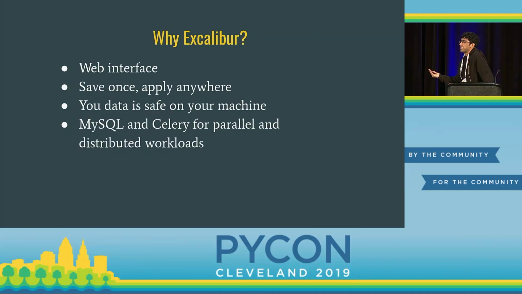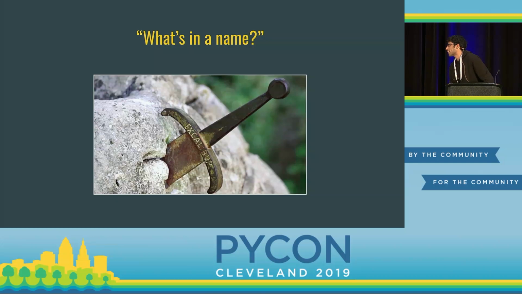So why Excalibur? Since it's a web interface, it's much easier to use than a Python library. You can save your parsing rules, which were your tweakable parameters, and then use them on similar tables in the future. You get to work on your data from the safety of your own home. Your data is safe on your machine. And Excalibur can be configured with MySQL and Celery to make your workloads parallel and distributed. So again, following the same Arthurian theme, Excalibur was named after the legendary sword of King Arthur.